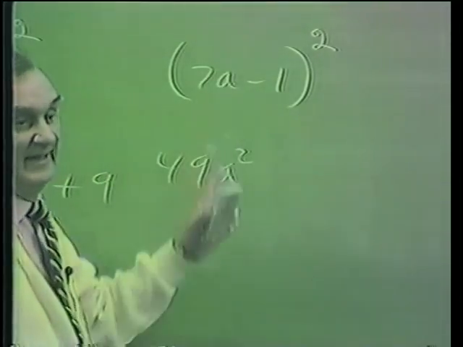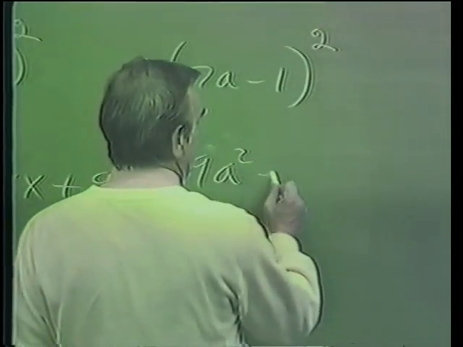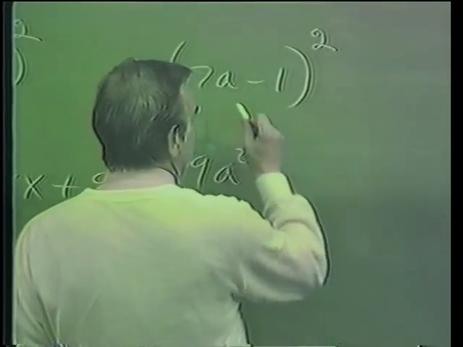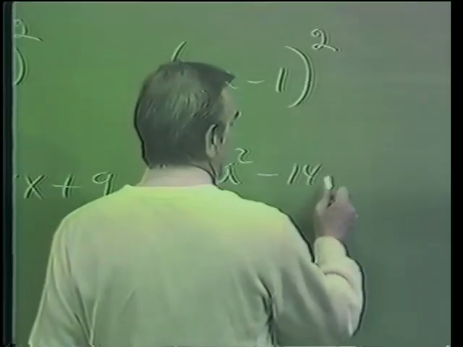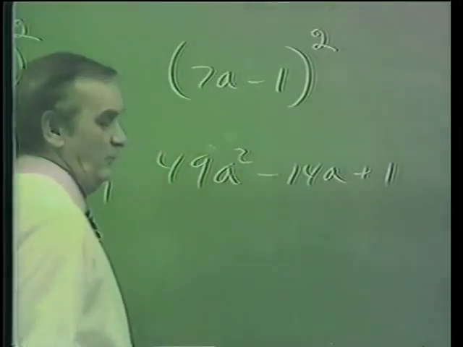49a squared. 7a times 7a is 49a squared. You multiply the two terms together, you get negative 7a, double it, you get negative 14a. You square the last, you get positive 1.